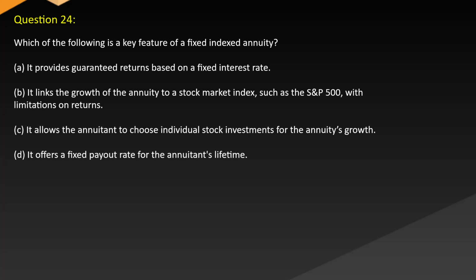Question 24. Which of the following is a key feature of a fixed indexed annuity? A. It provides guaranteed returns based on a fixed interest rate. B. It links the growth of the annuity to a stock market index, such as the S&P 500, with limitations on returns. C. It allows the annuitant to choose individual stock investments for the annuity's growth. D. It offers a fixed payout rate for the annuitant's lifetime.